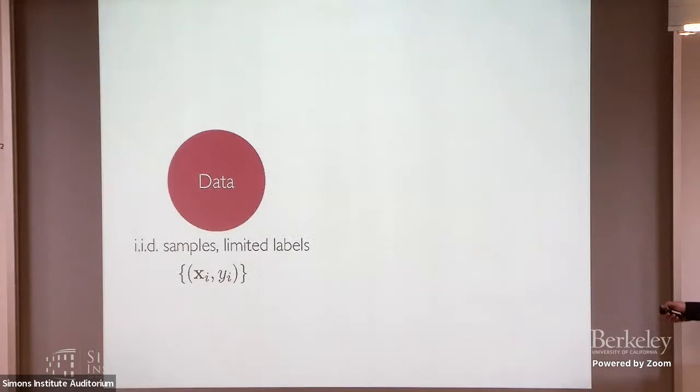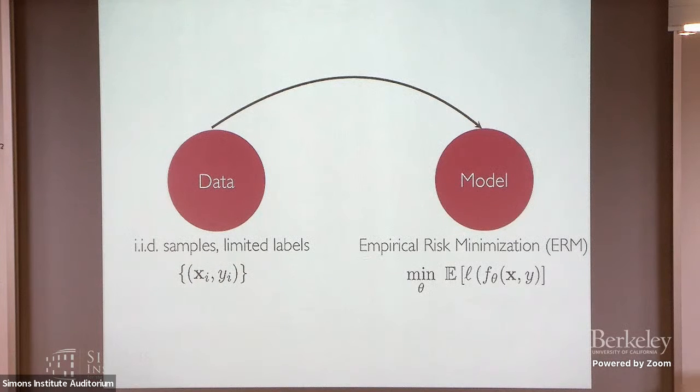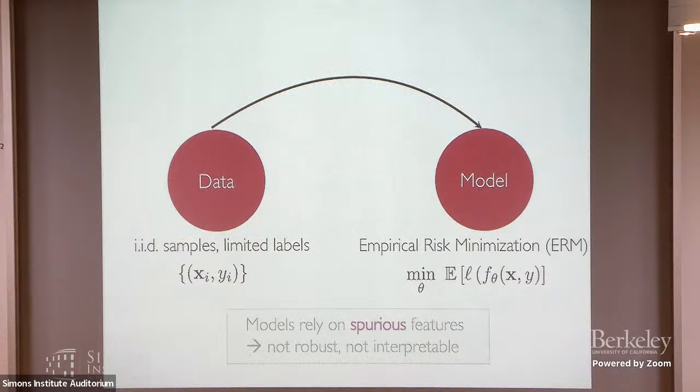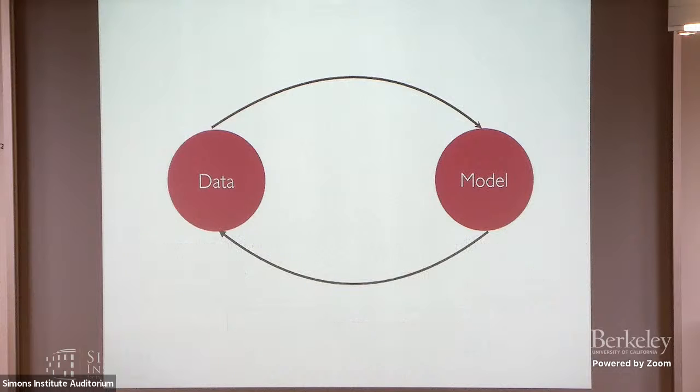accuracy. So we started with this data formulation where we have only labels for X's, and the data comes from IID. And for that, we formulate the learning as an empirical risk minimization problem. But now we see that this doesn't work because the models mainly use spurious features. They are not robust. They are not interpretable. So my suggestion is to go back to the drawing board and rethink the data formulation.